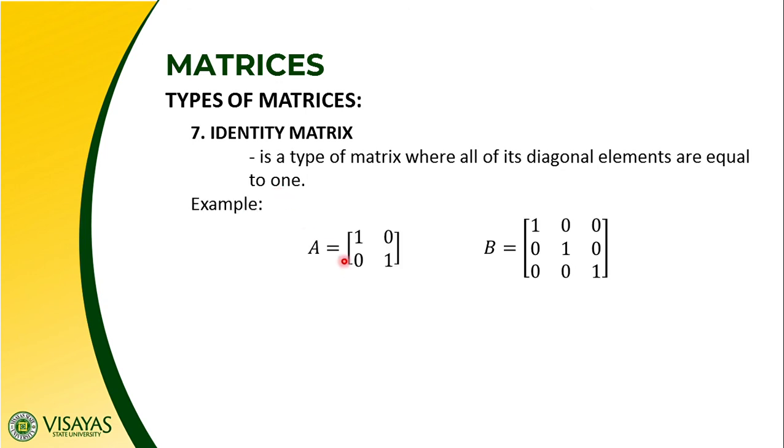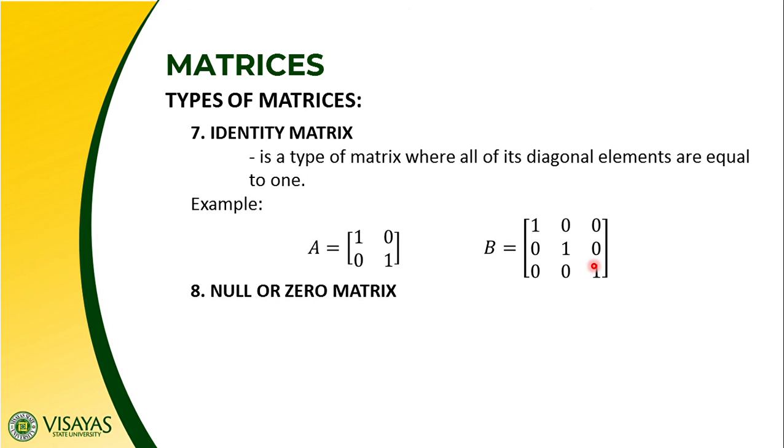For instance, we have this matrix A again and matrix B. Matrix A contains elements 1 0 0 1 and matrix B contains elements 1 0 0, 0 1 0, 0 0 1. And as you can observe, the elements here on the diagonal are 1. They are all equal to 1, also in matrix B.